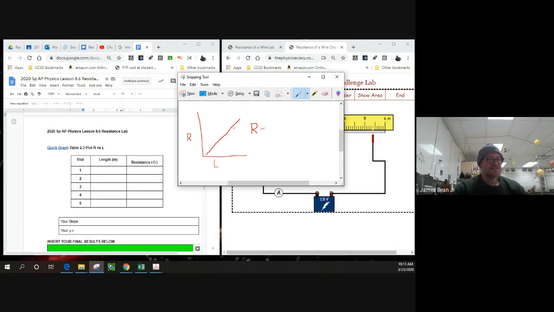So here's resistance. Here is resistivity divided by the cross-sectional area times L. So here I have resistance equals resistivity times L divided by A. But if I group this together here, my slope, this should equal the slope. And once I get that, I should be able to calculate resistivity.